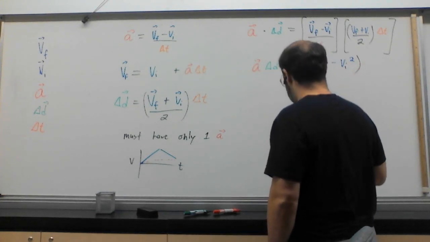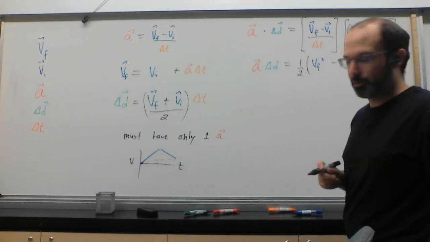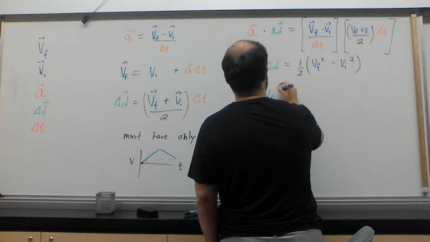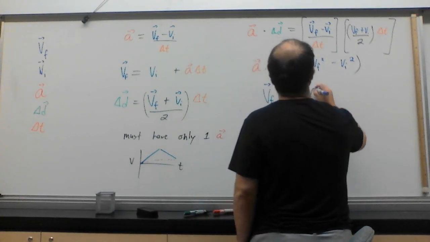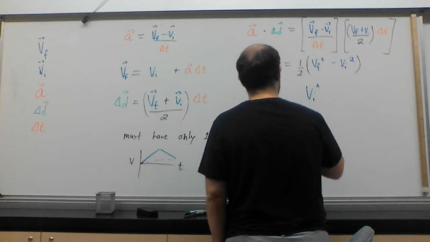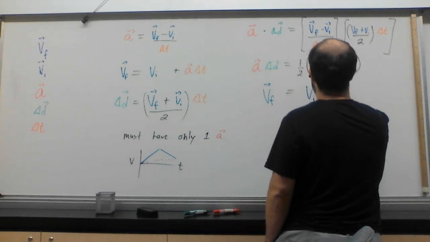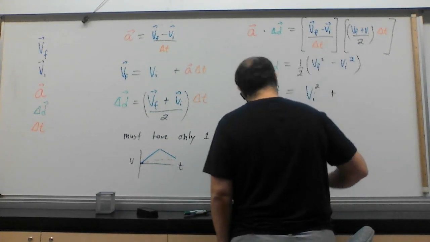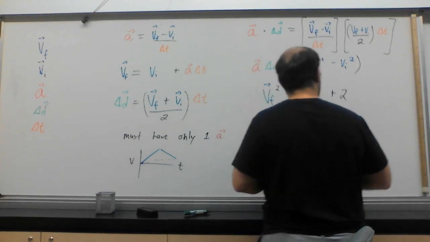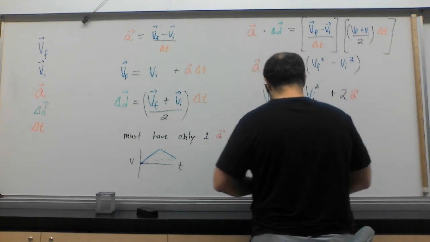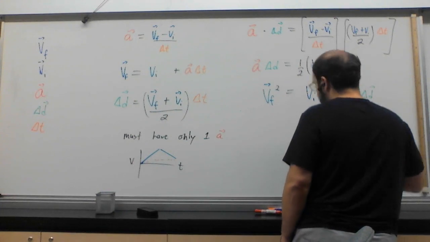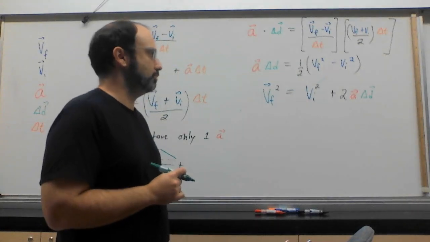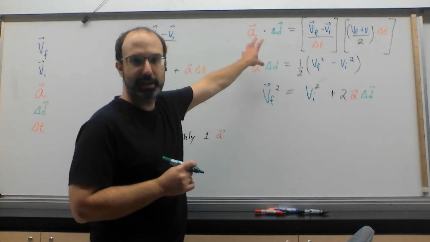Now, this is basically the end, but usually we rewrite this in a new form just to make it a little easier to work with. And what we get when we finish doing that is VF, VI, both squared, plus 2 times A D. And that's equation 4. Now, that obviously looks way simpler than the stuff we did in order to get here.